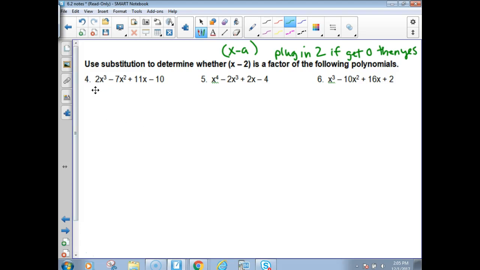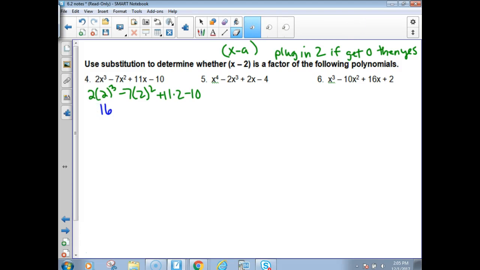So if we substitute 2 in here, that'd be 2 times 2 to the third minus 7 times 2 to the second plus 11 times 2 minus 10. 2 to the third is 8. 2 times 8 would be 16. I'm just going to write it. You guys have a calculator, you can type it all in if you want. I'm doing it by hand.